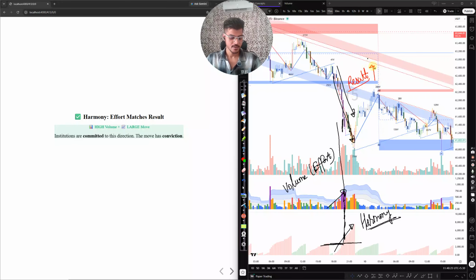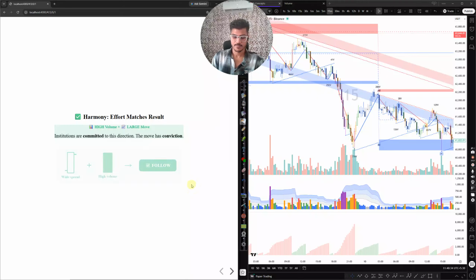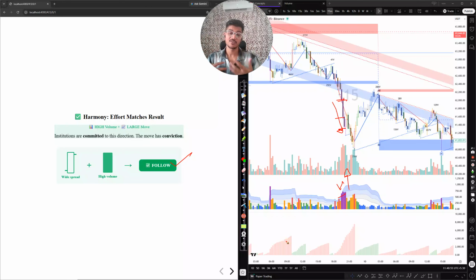This was your price. We see wide-spread candlesticks and high volume, and follow-through happens. You see a very high spread and the volume was very high, so follow-through to the downside. On the other hand, if this was the case for the market going up, we follow to the upside, because the institutions are committed to this direction and the move has conviction, and we can see that.